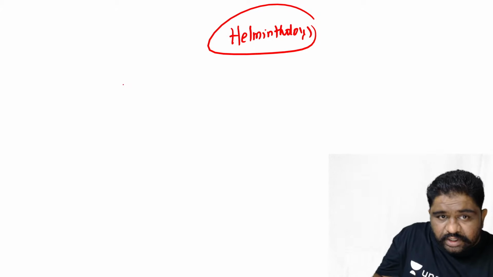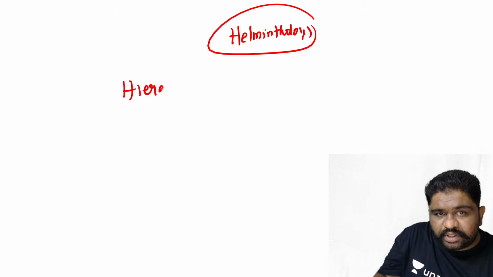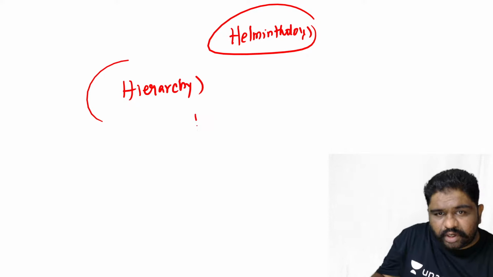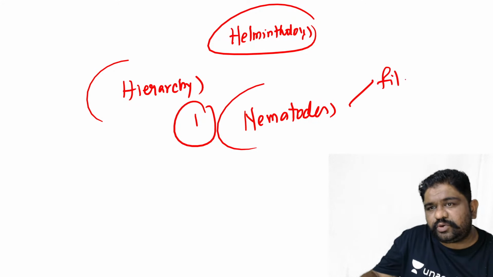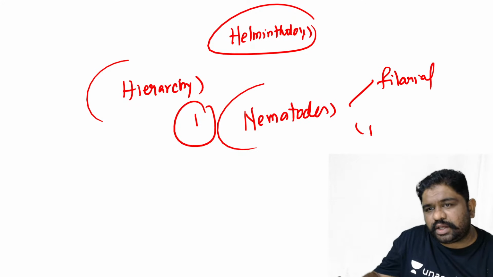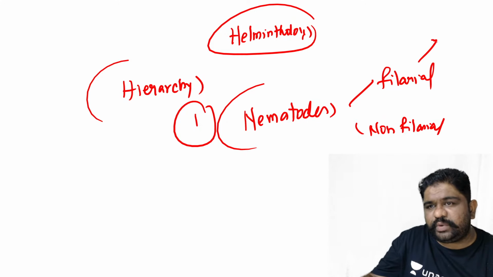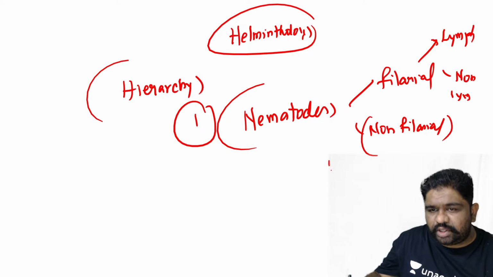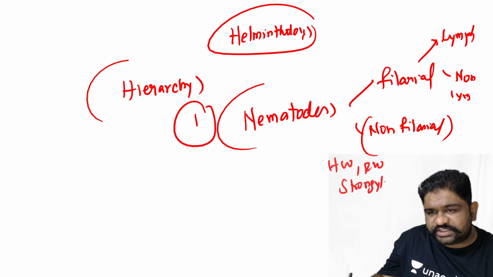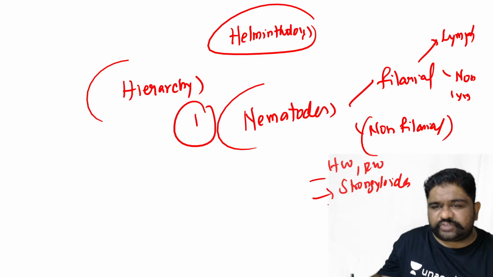So, in case of hierarchy, number 1 should go for nematodes. In nematodes, we divide them into filarial and non-filarial. In case of filarial, we divide them into lymphatics and non-lymphatics. The non-filarials can be hookworm, roundworm, and strongyloides. Then you can think of Enterobius vermicularis, etc.